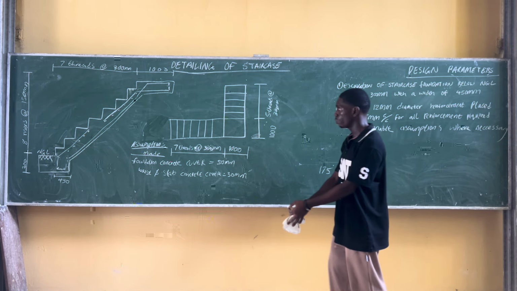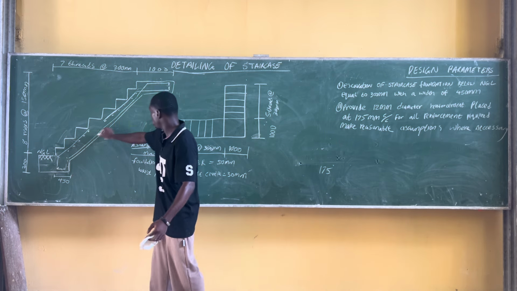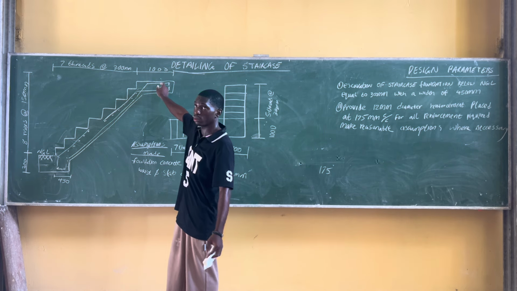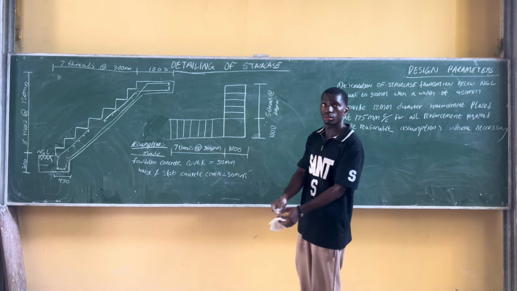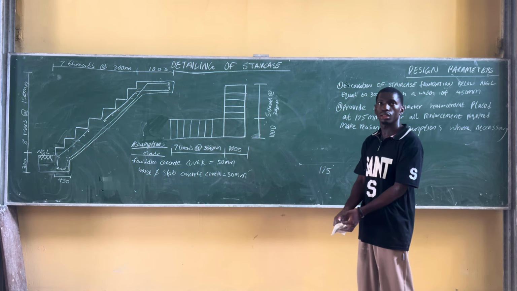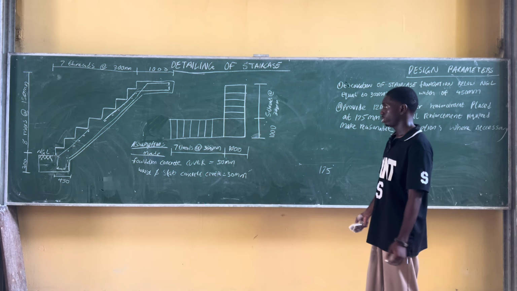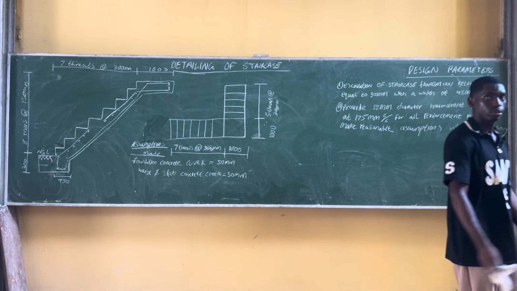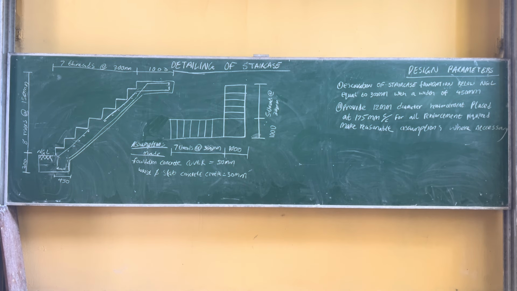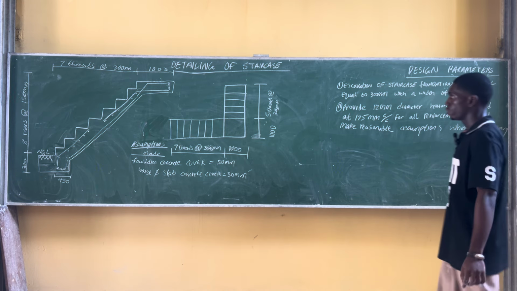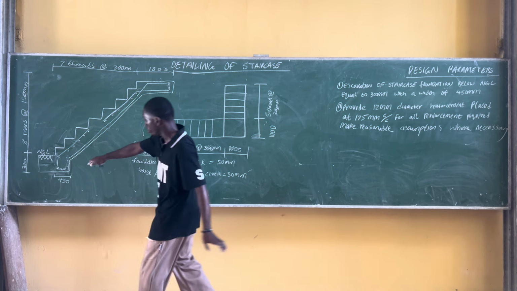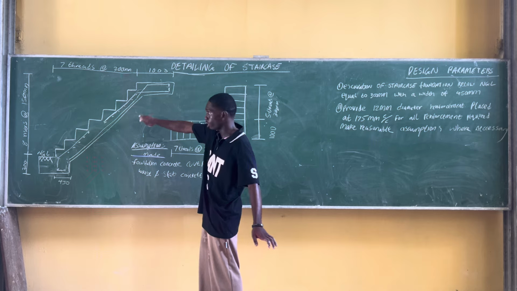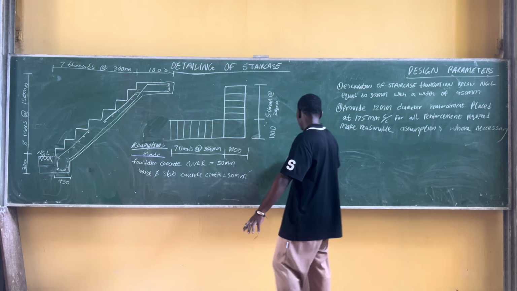We'll do for everything. See this slanted one, we have not even done for this one. So it's like this. First, to get the number of reinforcement in this slanted height. This slanted height of our staircase now is going to be like this.